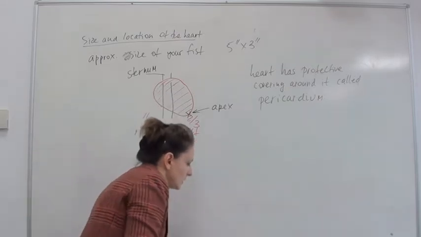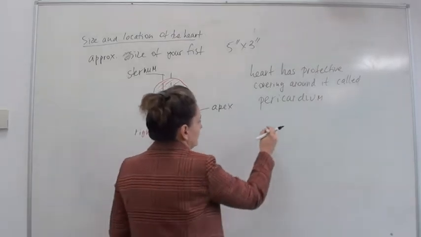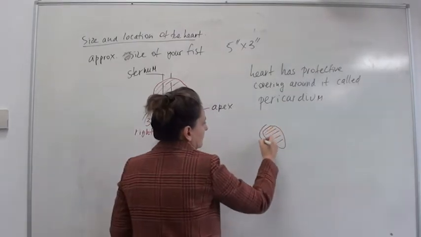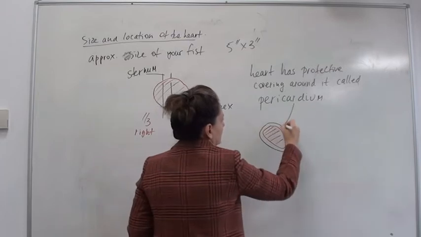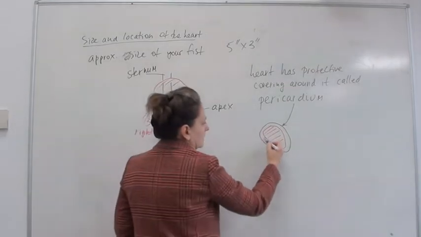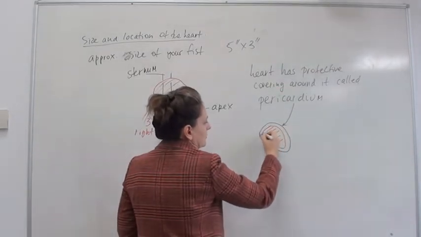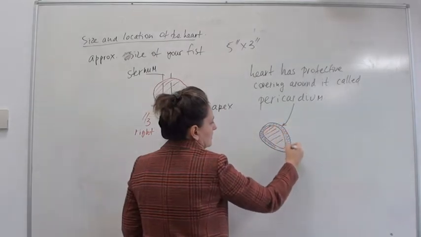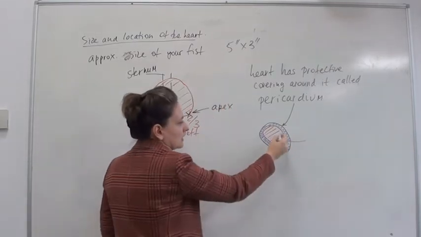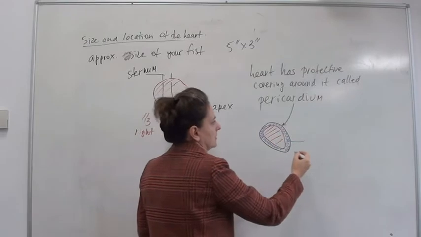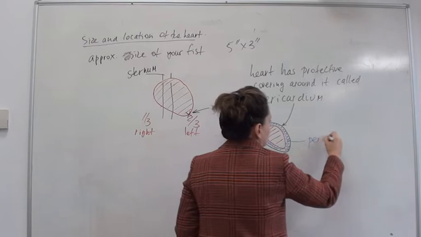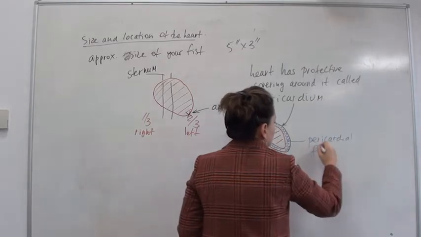So if I wanted to have a very quick drawing, imagine the heart would be there, and then around the heart you'll have this membrane, the pericardium. And then in between, so that area here, it's probably not as big as that, I'm exaggerating a little bit just for the purposes of being able to draw it clearly. But inside that sac, between the heart muscle itself and the pericardium, you have some fluid, so-called pericardial fluid.